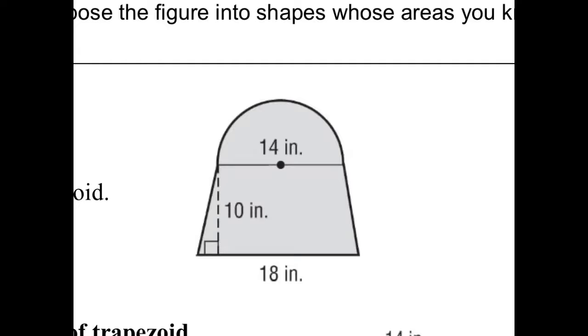This very top part is going to be half of a circle. This very bottom part looks like it's going to be a trapezoid for us. We need both formulas in order to be able to work this part out.